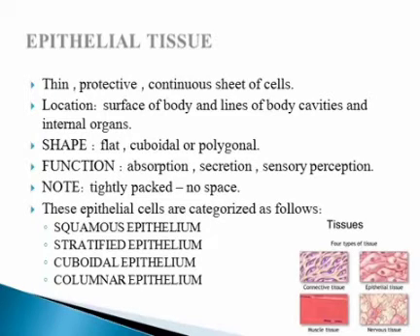These epithelial cells are categorized as follows: squamous epithelium, stratified epithelium, cuboidal epithelium, columnar epithelium. Again I will repeat it. Please listen carefully, children. Squamous epithelium, stratified epithelium, cuboidal epithelium, columnar epithelium. Now let's see in detail about all these four types of epithelial tissues.